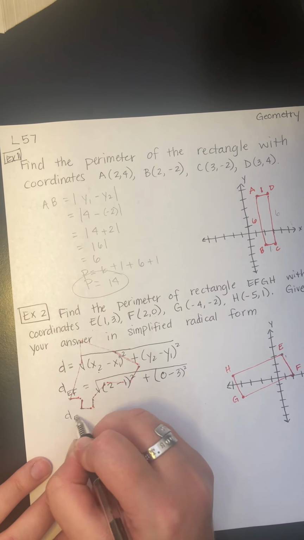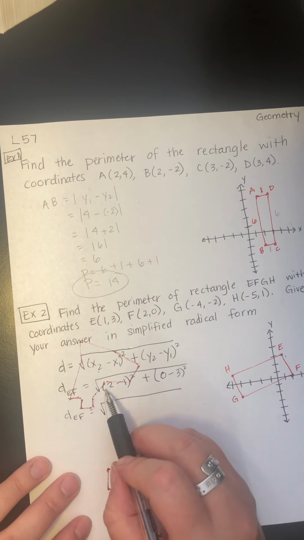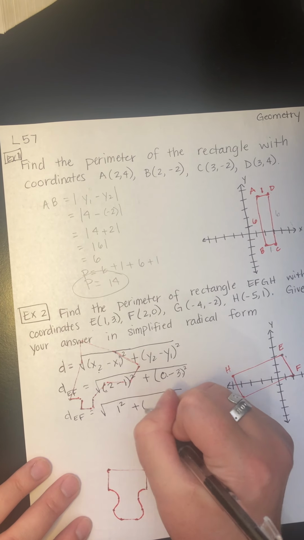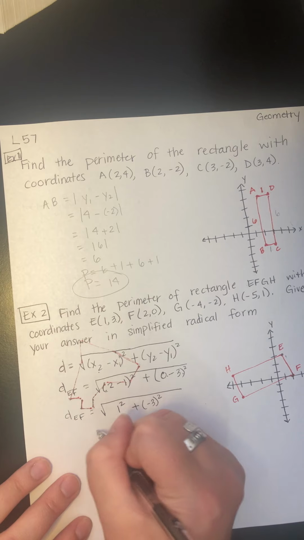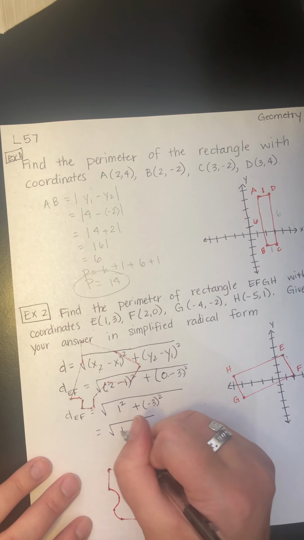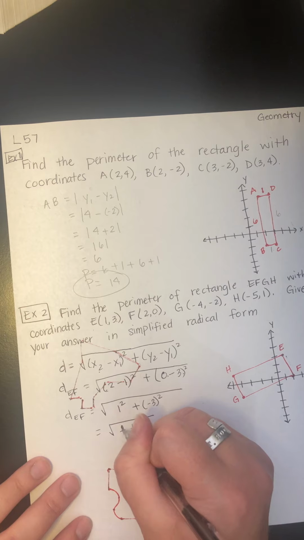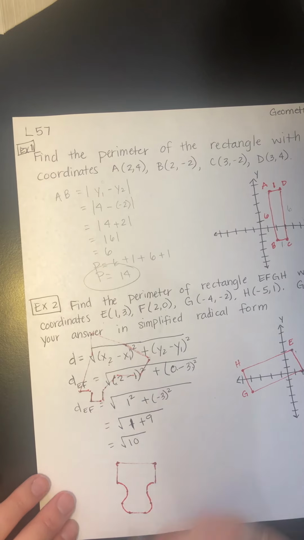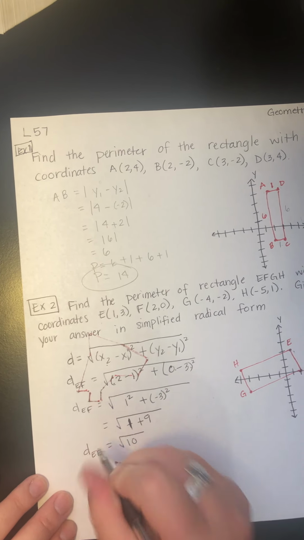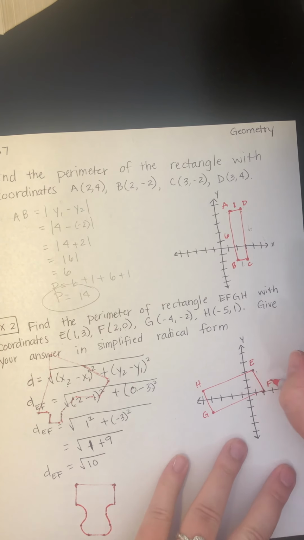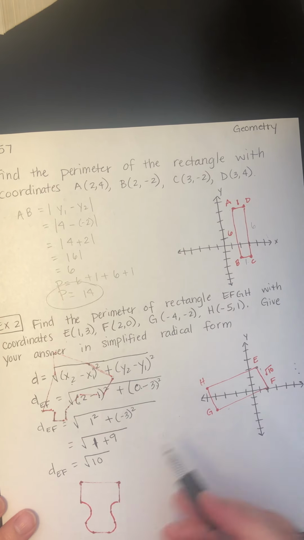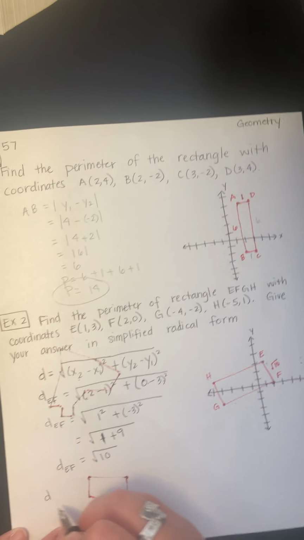So let's simplify this. The square root of 2 minus 1 is 1, so it's going to be 1 squared, and 0 minus 3 is negative 3 squared. The square root of 1 plus 9 is 10. The square root of 10, which is not a perfect square. Okay, I'm going to write that over here. It's the square root of 10. Now we want to find the distance from F to G, and we'll use the distance formula again.